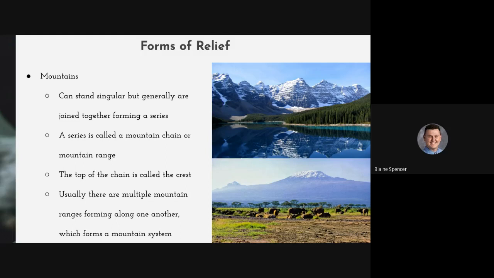And so when we look at this, we see that a series is called a mountain chain or a mountain range. So the Rocky Mountain chain, the Appalachian chain, the Ural range. It's just the lingo that people will use. All right, the top of the chain is called the crest. In that mountain range or mountain chain, the top of that chain is called the crest.